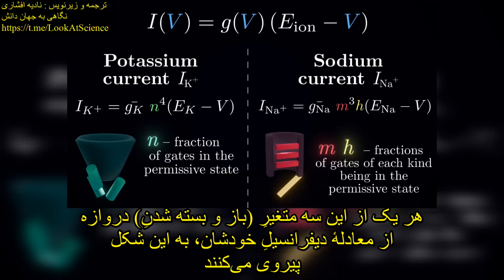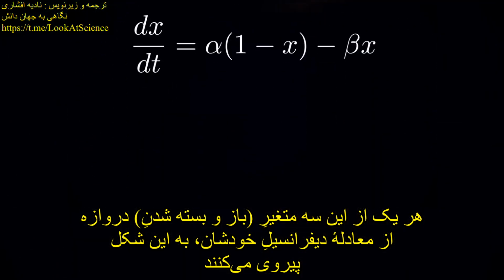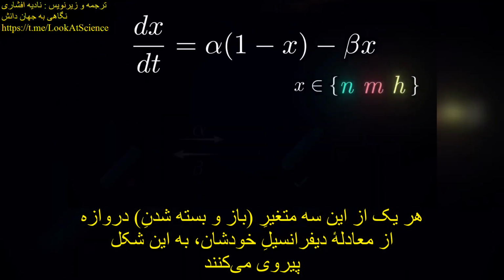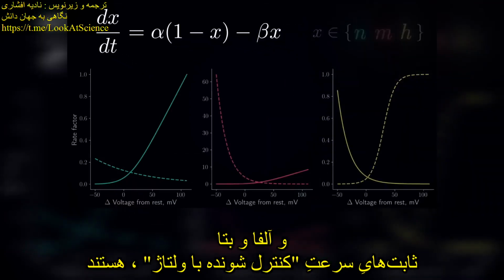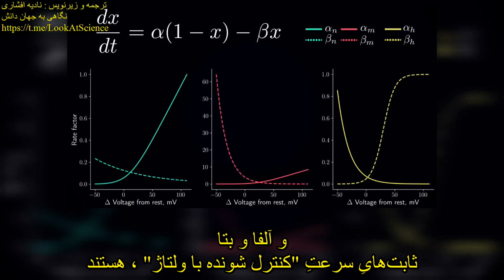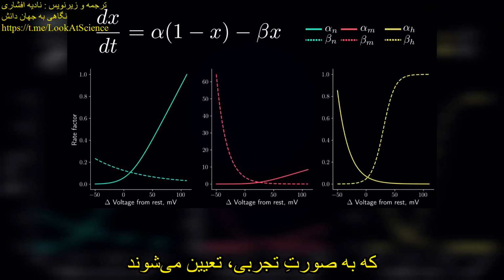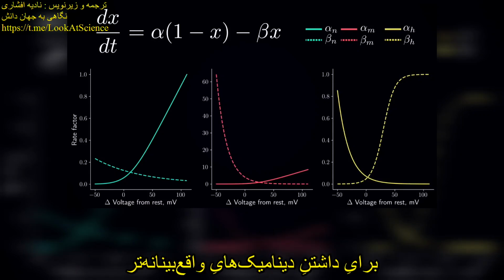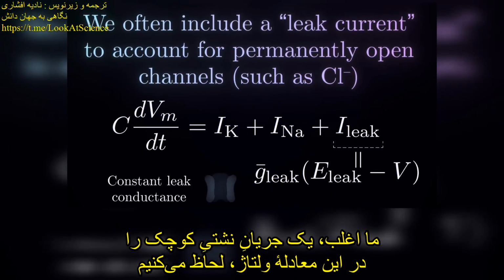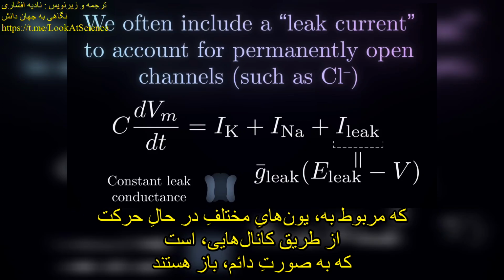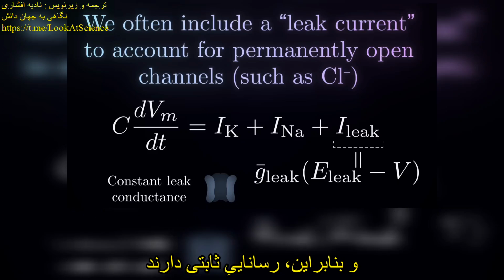Each of the 3 gating variables follows its own differential equation in this form, where x represents any of these variables, and alpha and beta are voltage-dependent rate constants determined experimentally. To allow for more realistic dynamics, we often include a small leak current into the equation for voltage, which corresponds to various ions moving through the channels that are permanently open and thus have a constant conductance.